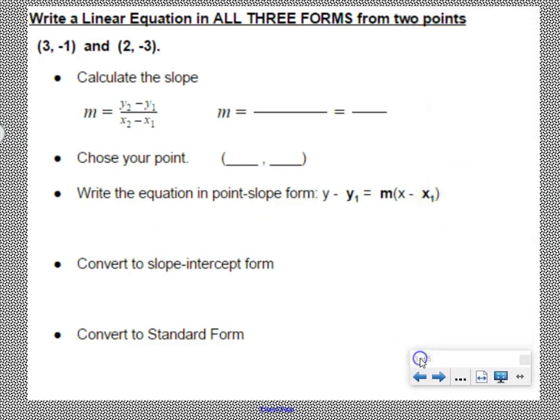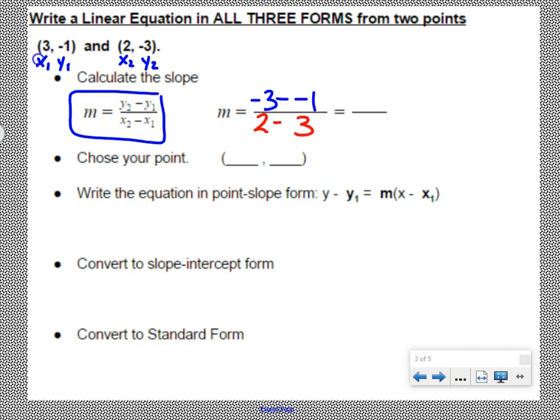Write a linear equation in all three forms from 2 points. So all three forms is point slope, slope-intercept, and standard. Our 2 points are 3 and negative 1, so we have x1, y1, and 2 and negative 3, so x2, y2. We want to calculate the slope using our slope formula. So we do y2, which is negative 3, minus y1, which is negative 1, over x2, which is 2, minus x1, which is 3. If you're confused as to where I'm getting them, I'm just using the numbers from the points.